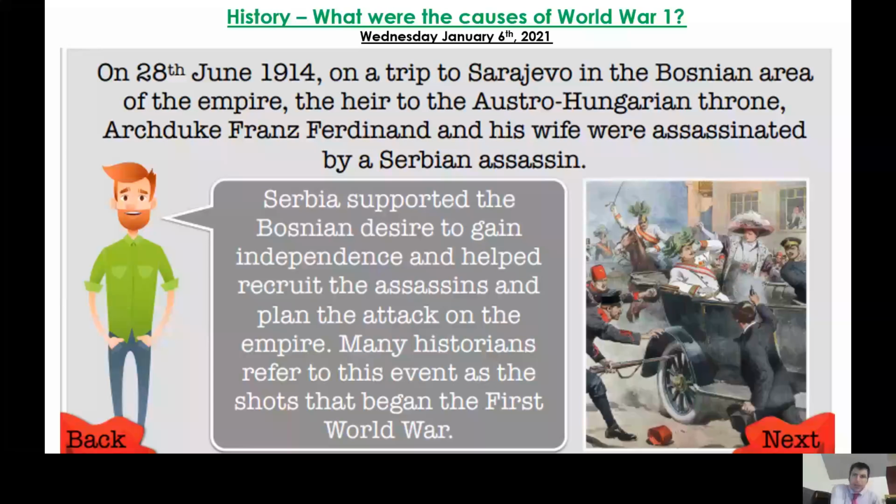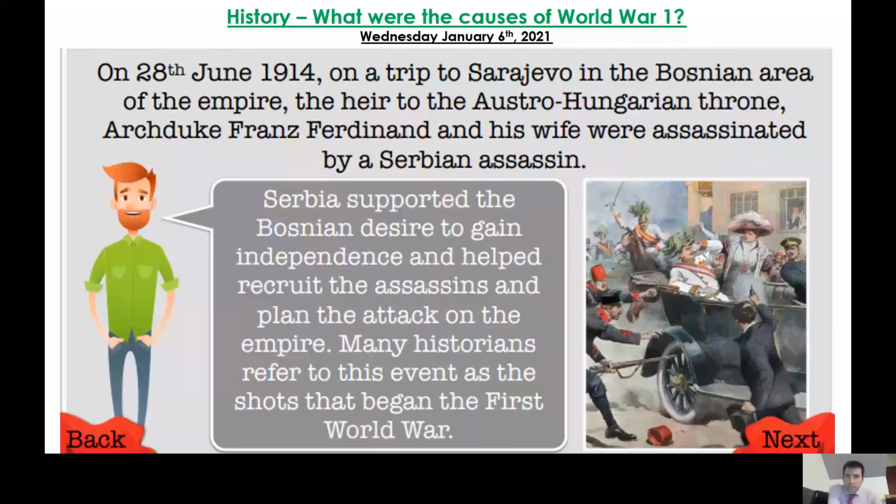Now, in late June 1914, on the 28th of June, the heir, so the person who was going to take over the Austro-Hungarian throne, Archduke Franz Ferdinand, and his wife were assassinated. Now, assassinated means they were killed deliberately. They were targeted. Somebody chose to shoot them. And it was a Serbian assassin. So Serbia was deemed to be responsible in this area of what is now Bosnia.